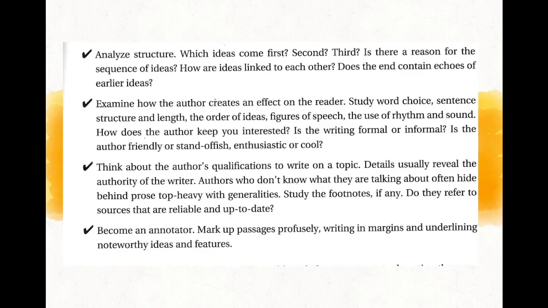Think about the author's qualifications to write on a topic. Details usually reveal the authority of the writer, so here's where ethos comes in. Who is it, and why should we care what they have to say? And for the same reason, when you write, you don't use I, because who are you? You're just an 11th grade student. Become an annotator: mark up passages, writing in margins, underlining noteworthy ideas and features.